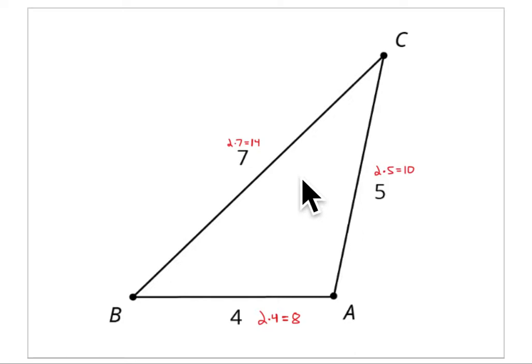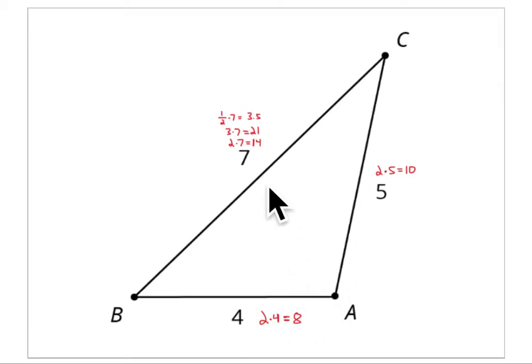So if you multiply them by a scale factor of 2, then this length is going to be 14. 2 times 7 is 14. This length will go to 10. 2 times 5 is 10. And this length will go to 8. 2 times 4 is 8. So they're going to call this the long side, the medium side, and the short side.